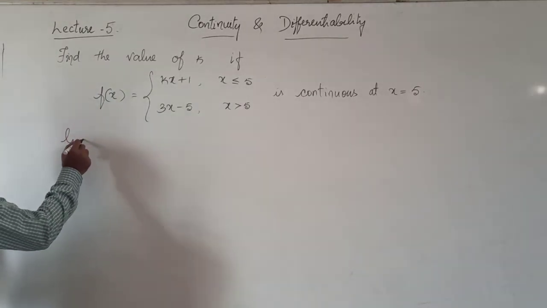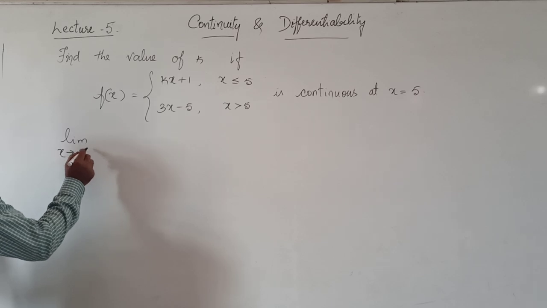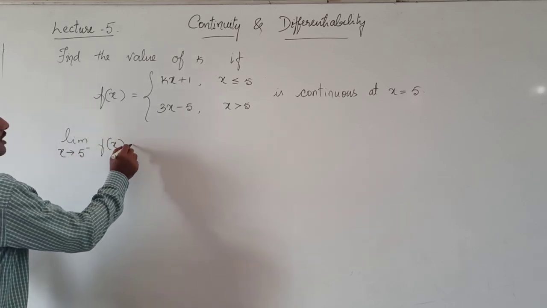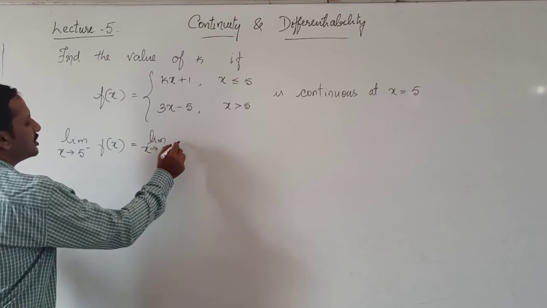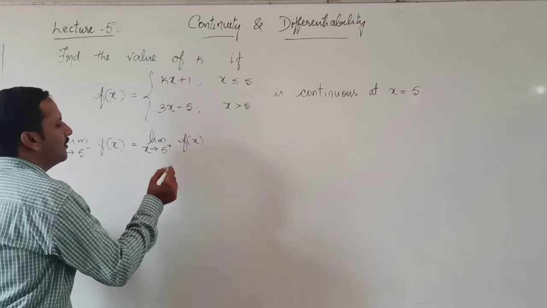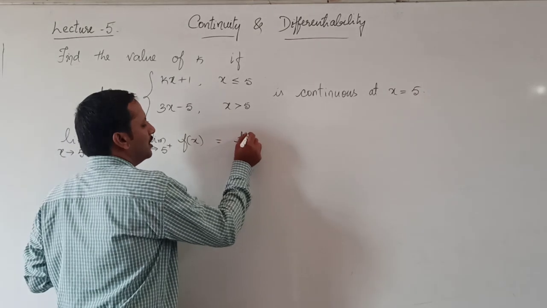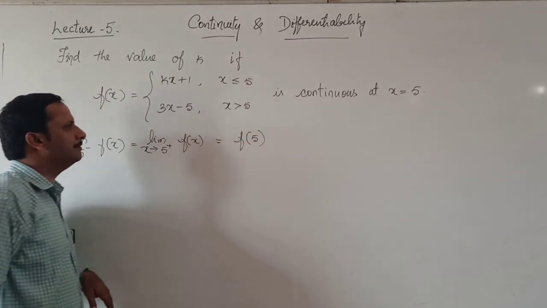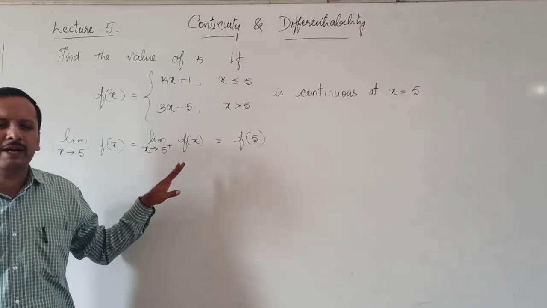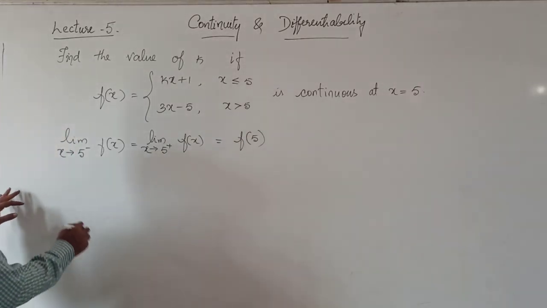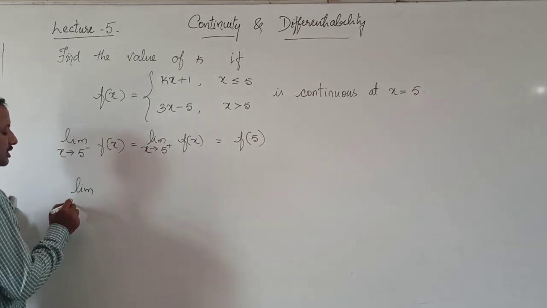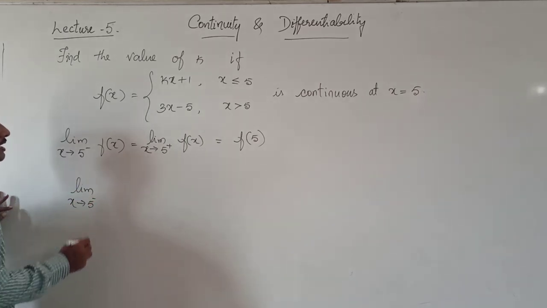Left hand limit means limit x tends to 5 minus f of x. That's equal to the right hand limit, which is limit x tends to 5 plus f of x. That is equal to f of 5. Left hand limit is equal to right hand limit is equal to the functional value. Okay.